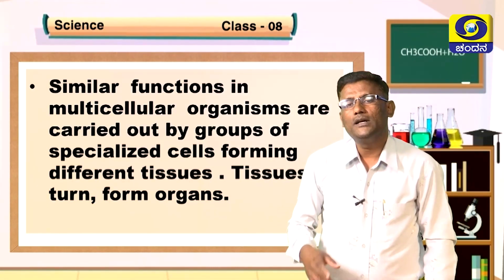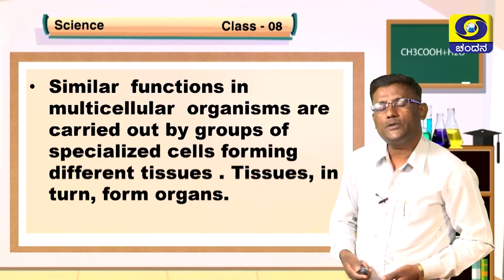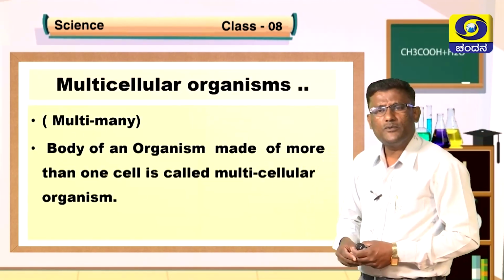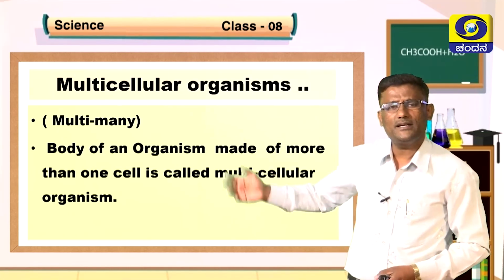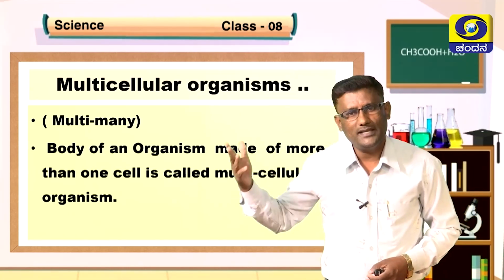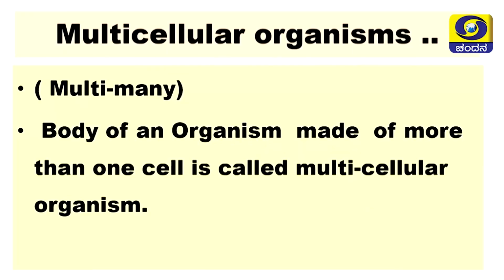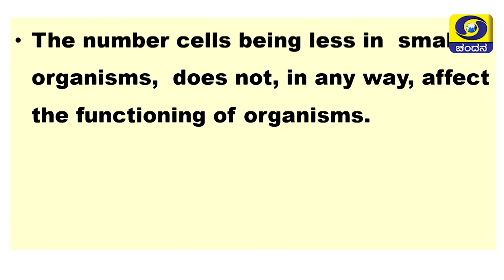By doing so, the necessary functions will take place in the body of multicellular organisms. Let us move on to one more important concept here: multicellular organisms. Multi means many. The body of an organism made up of more than one cell is known as a multicellular organism. The number of cells being fewer in smaller organisms does not in any way affect the functioning of the organism.